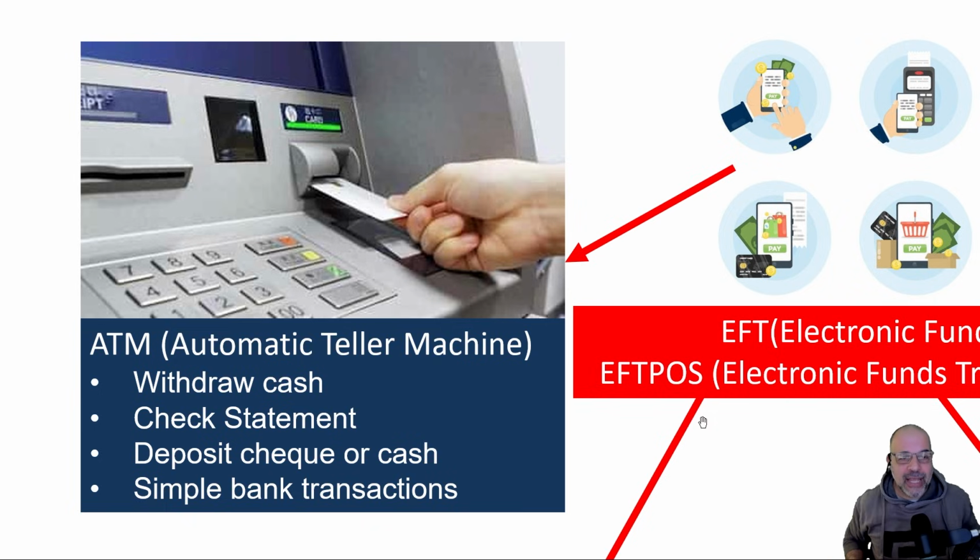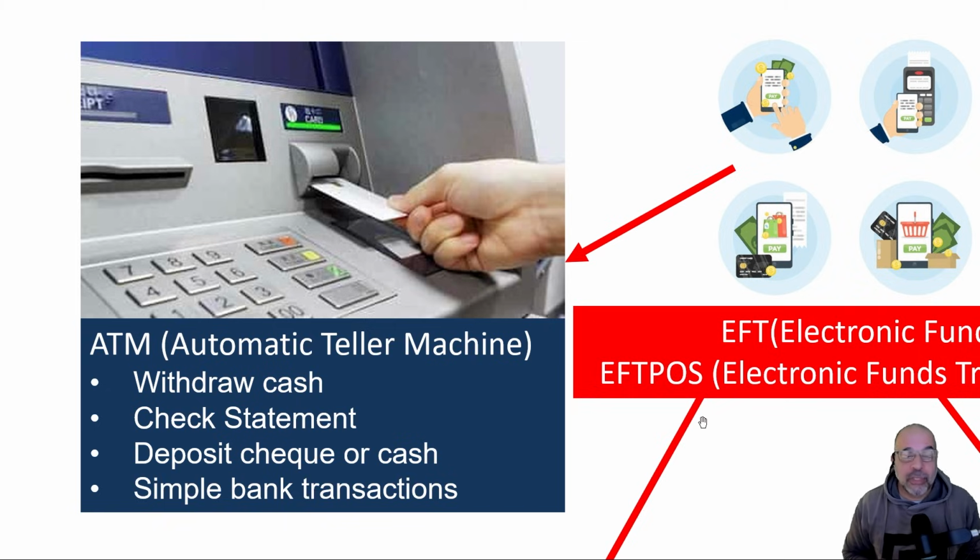So let's talk about the ATM. One thing that we can do is, as we said, withdraw cash. And this is probably the biggest advantage of an ATM over all the other applications, banking applications that we have. The ATM allows you to actually get physical cash.